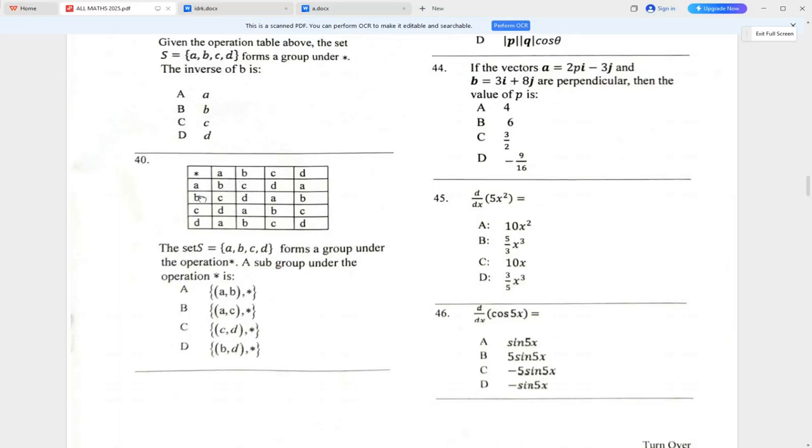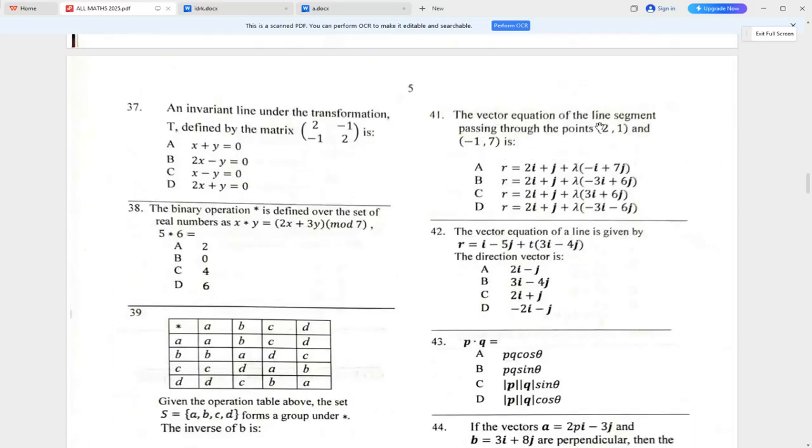Now for the last expression, B and D, we have B star B gives us D, which is in the set, B star D gives us B, which is in the set, D star B gives us B, which is in the set, and finally D star D gives us D, which is in the set. So this last expression forms a subgroup since all the elements under the operation star are in the set B and D.